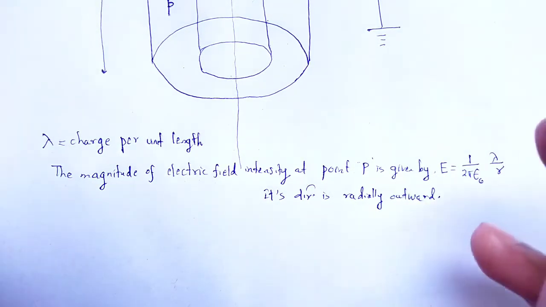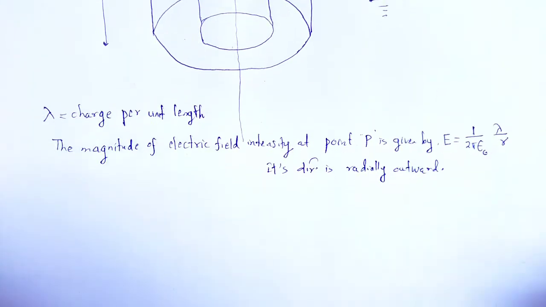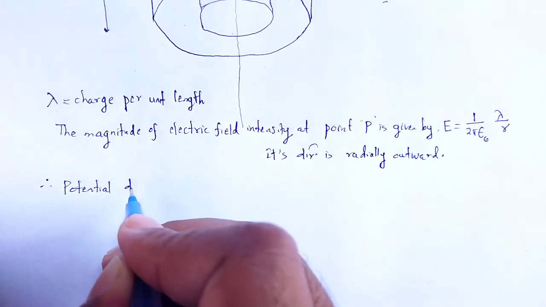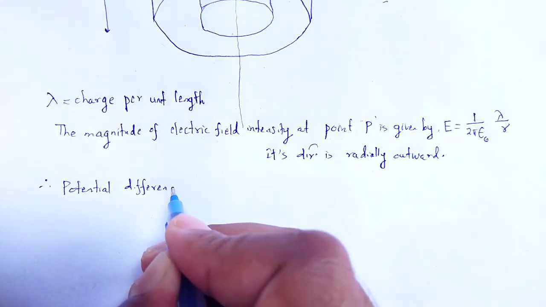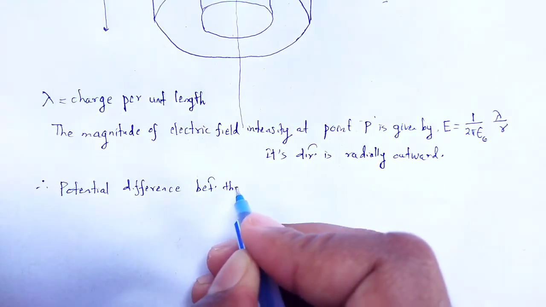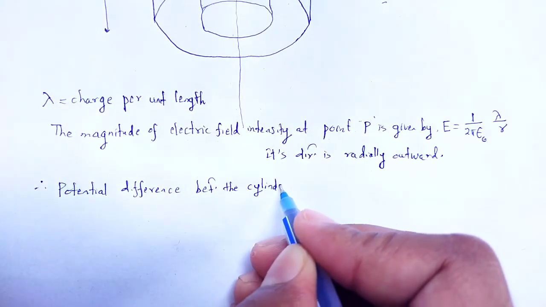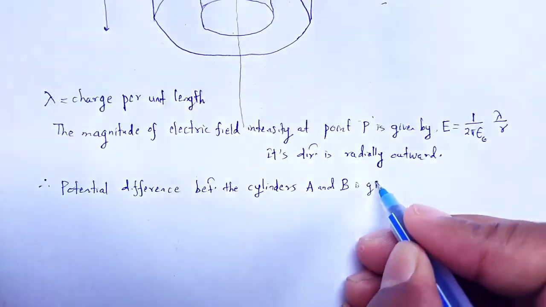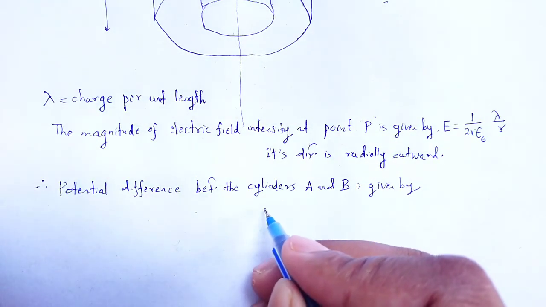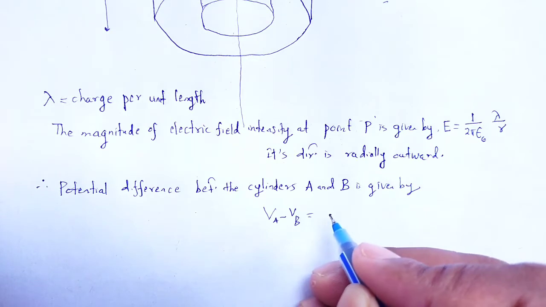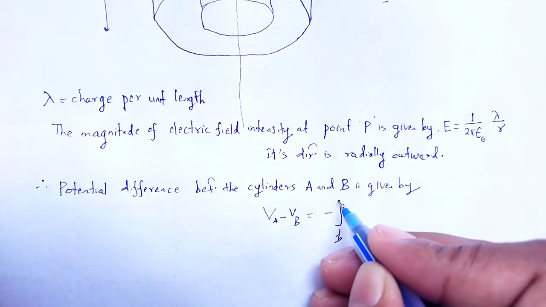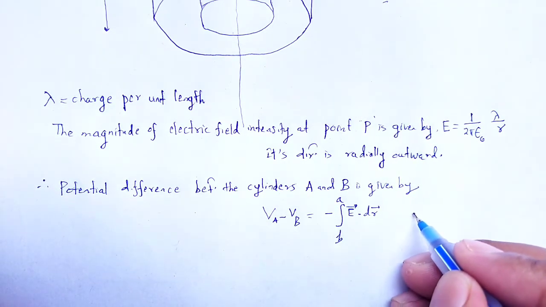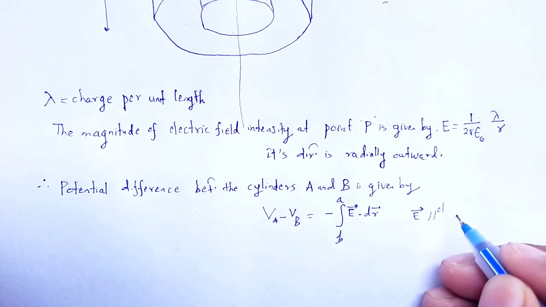Now we can easily calculate the potential difference between the cylinders A and B. Therefore, the potential difference between cylinders A and B is given by VA minus VB is equal to negative line integral from B to A of E dot dr. Again, in E dot dr, the angle between E and dr will be 0, as the E vector is parallel with the dr vector.